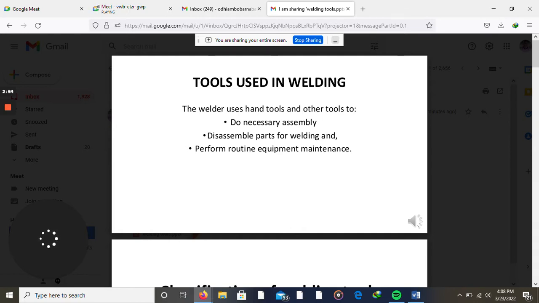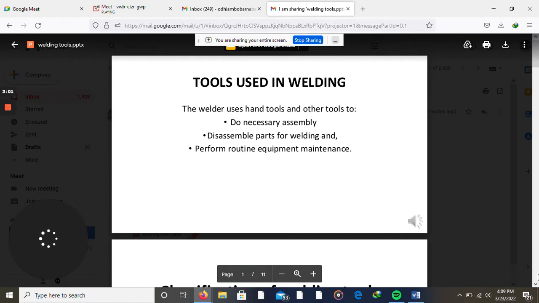Today, as I said, we are going to look at tools used in welding. Videlis, can you read for us the first slide that I'm sharing? The welder uses a hand tool and other tools to assemble and disassemble parts of the welding equipment, and to perform equipment maintenance. Yes, thank you very much.